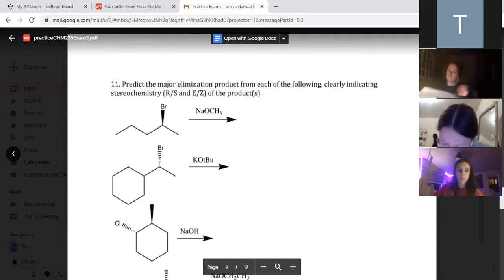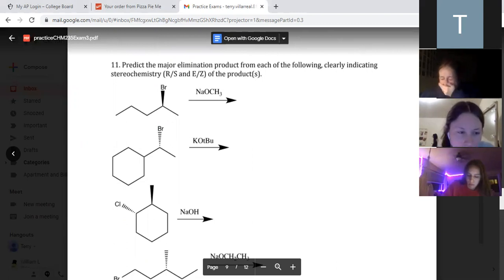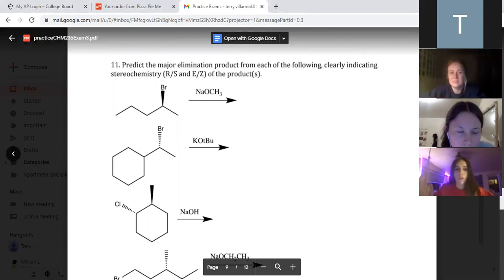Predict the major elimination product for each of the following. Clearly indicate stereochemistry, R and S and E and Z, of the product. So in this one, what is always going to be preferred, E or Z? E, because it's more stable. Yep, E is opposite, trans. So E equals trans.